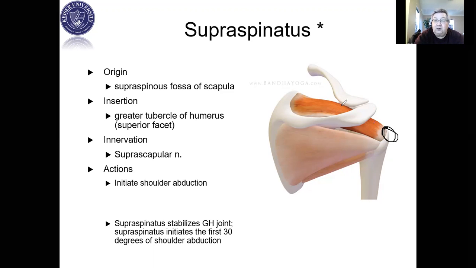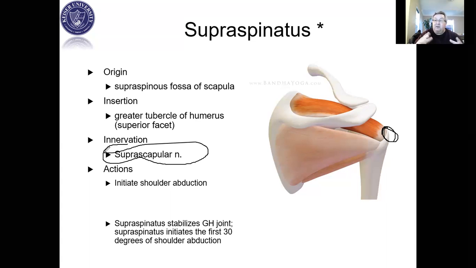So the origin is the supraspinous fossa of the scapula. It inserts into the greater tubercle. It's innervated by the suprascapular nerve. This muscle, if you were to palpate it, goes from medial to lateral. It goes in this way here. It goes in this direction.